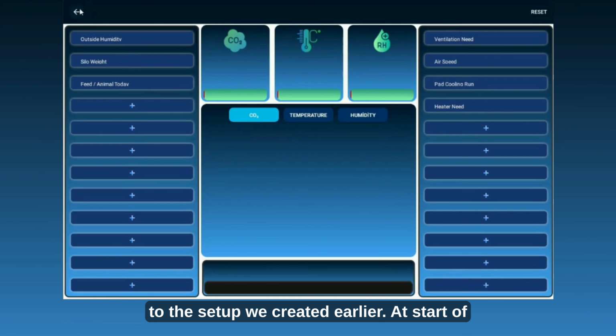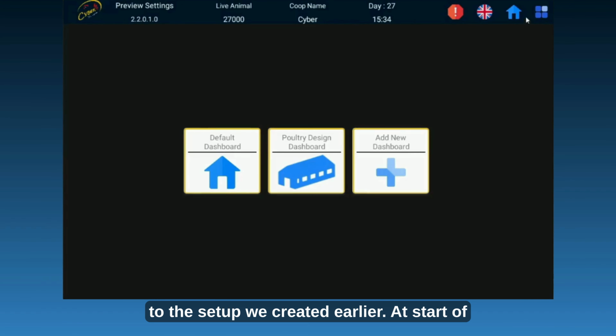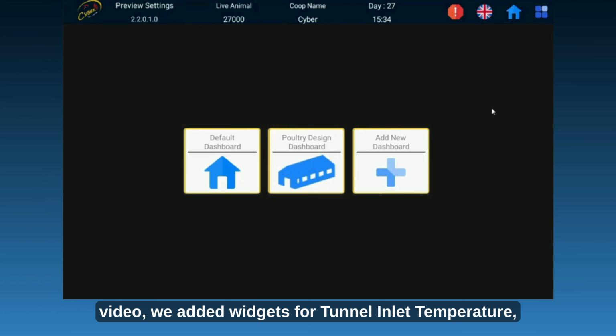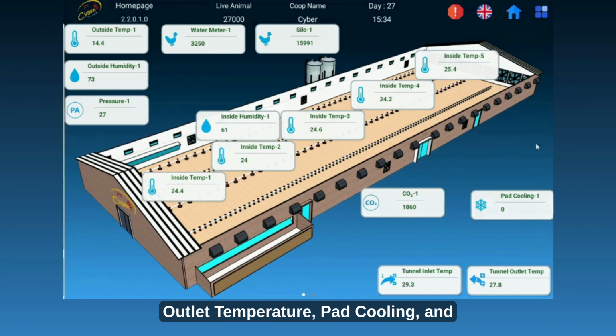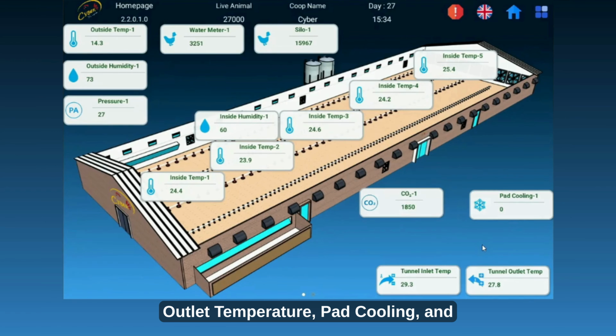Now let's return to the setup we created earlier. At the start of this video, we added widgets for tunnel inlet temperature, outlet temperature, pad cooling, and CO2. As you can see, they remain in the same position.